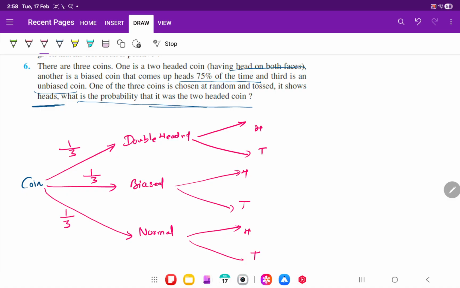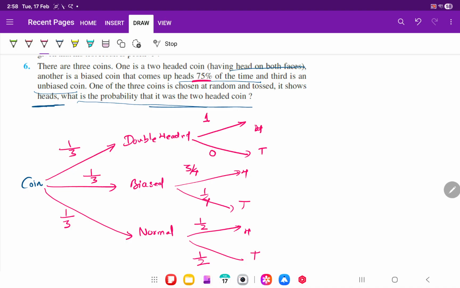The chance that head will come for the double-headed coin is 1, and for tail it is 0, because both sides are head. So the probability of head is 1. For the biased coin, they have given 75% times head. 75% is 75 out of 100, which is 3 by 4. So 3 by 4 times head, and 1 by 4 times tail. A normal coin will have head and tail with equal probability. And a normal coin is an unbiased coin. Okay.